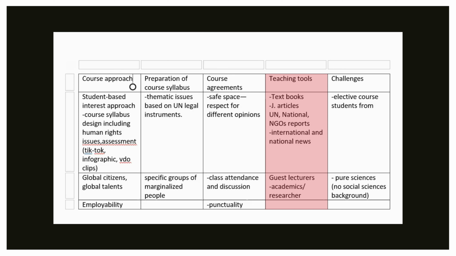Challenges, I would say, since this course is 3 credits but it's an elective course, students tend to come from pure science, not really social science, and have no law background. So what I did, I try not to start with the law, but I try to start with case studies, because this course is called Concepts and Case Study of Human Rights.